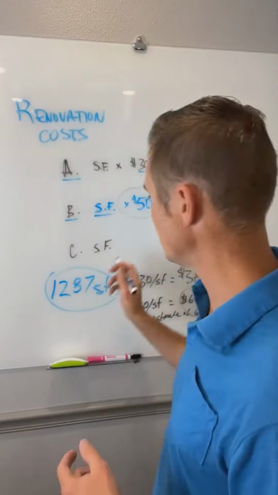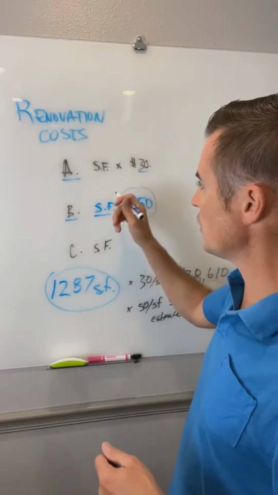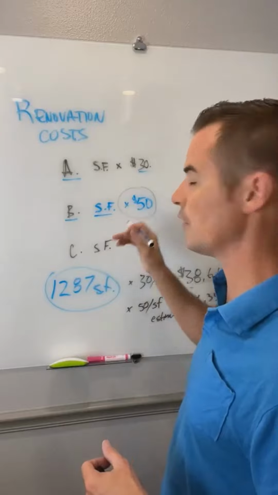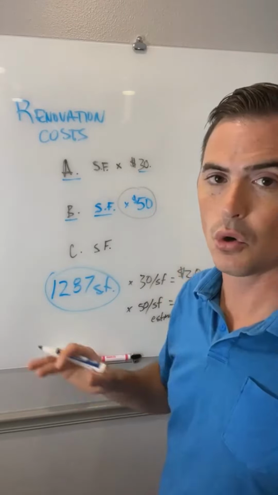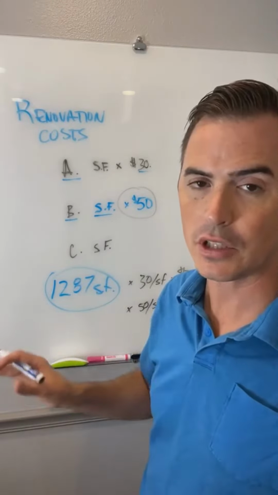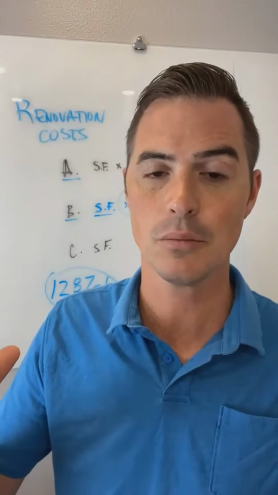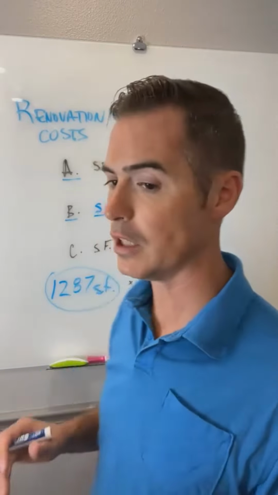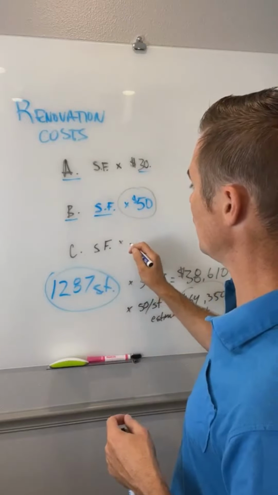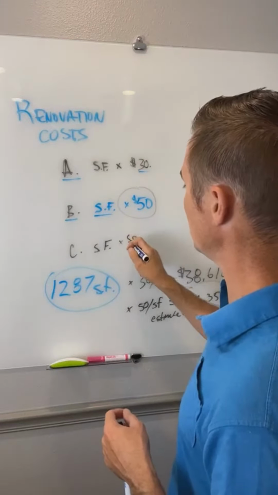You can just use these basic multipliers. If it's an A grade, $30. If it's B grade, $50 a square foot. If it's a total gut job, we're just tearing everything down to bare bones. About the only thing we're doing is leaving the shell of the house in place, right? And we're going to go with everything. I typically figure on $80 a square foot, okay?